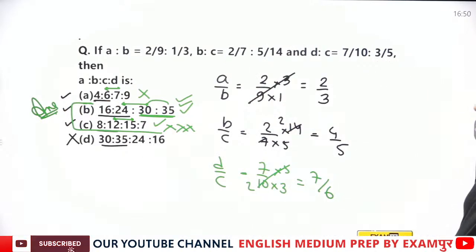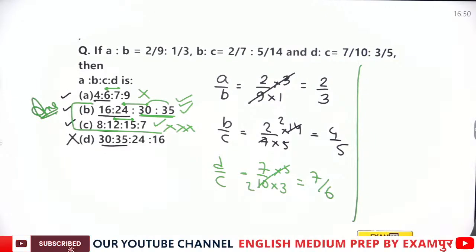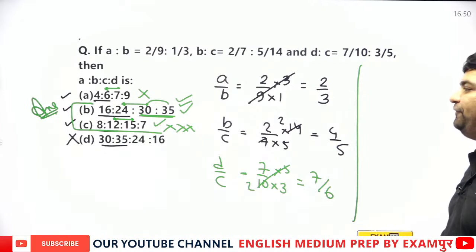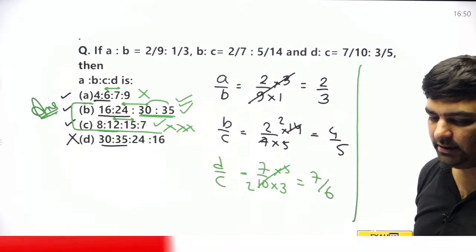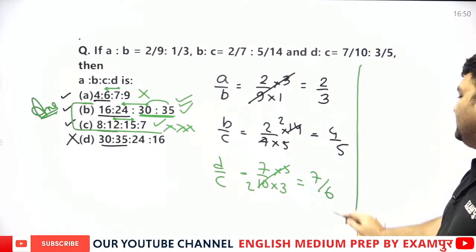If you want to do it completely, then after this you can find A ratio B ratio C ratio D by ratio balancing as well. You might have read the filling method, which I will be telling you later on. But this is cool.